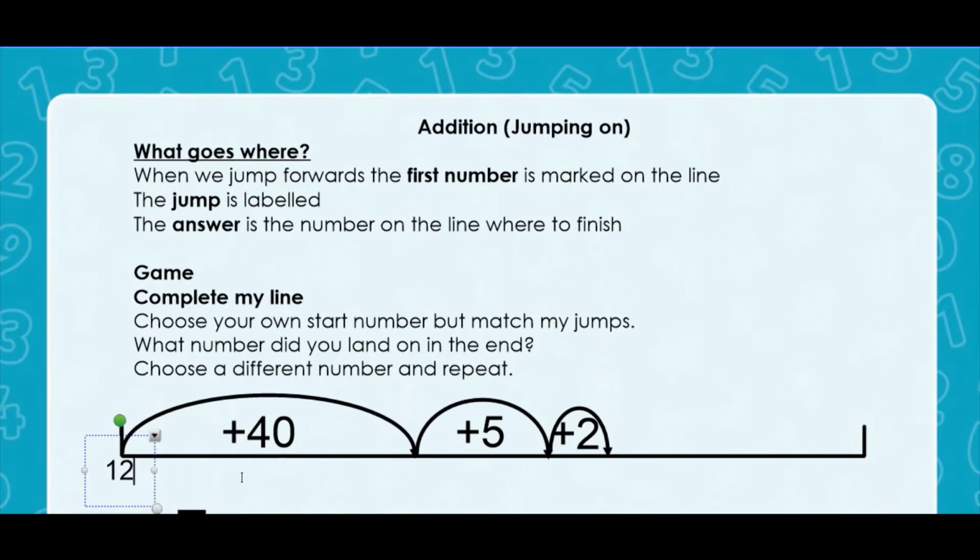And then complete my number line. So for my example, 12 add 40. Okay, so I add 4 tens to my 1 10, that's 50. And I'm not adding any units, so it's 52.